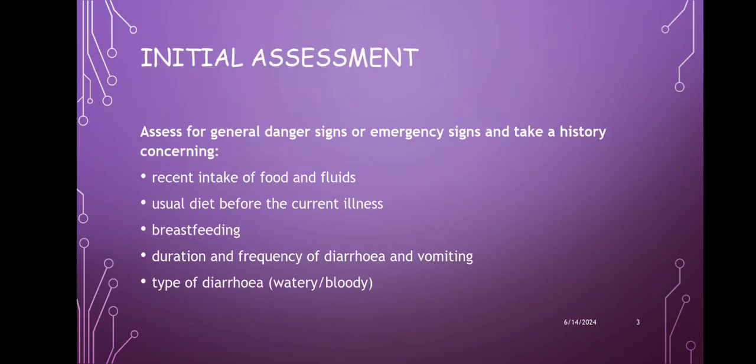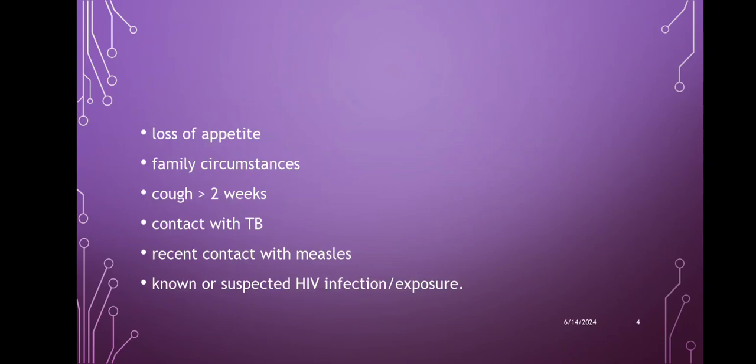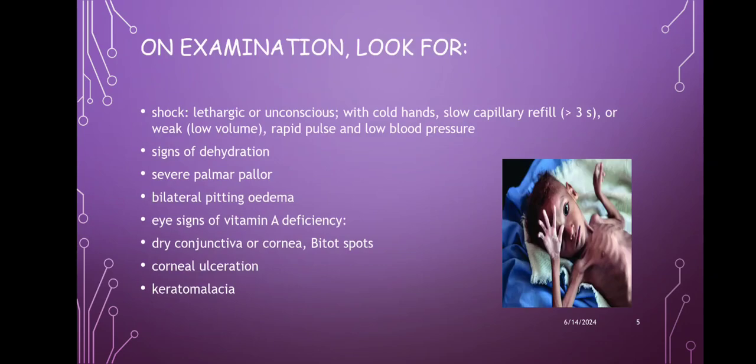So initial assessment of severe acute malnutrition, you need to start by assessing for general danger signs or emergency signs and take a history concerning: one, recent intake of food and fluids, usual diet before the current illness, breastfeeding, duration and frequency of diarrhea and vomiting if at all it was present, and type of diarrhea, was it watery or bloody. You need to ask about loss of appetite, family circumstances, basically the socioeconomic history. If there's a presence of cough for more than 2 weeks, any history of TB contact, any history of contact with a patient with measles, known or suspected HIV infection or exposure.